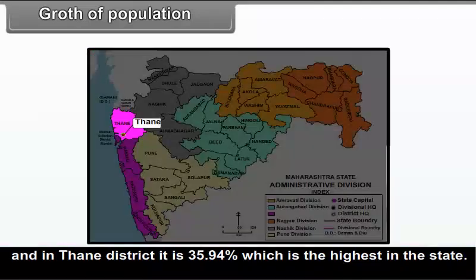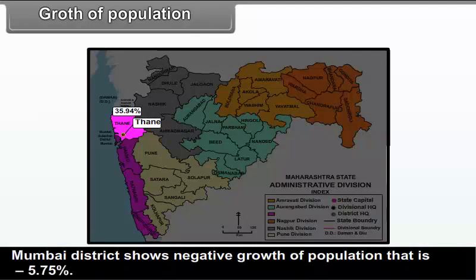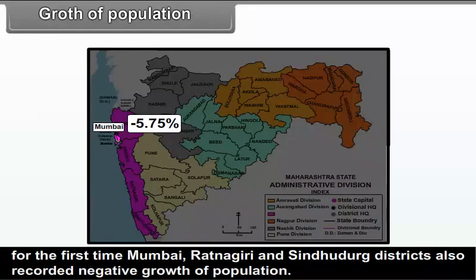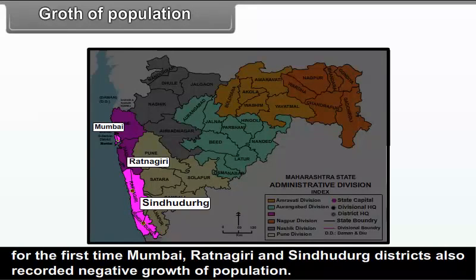During 2001 to 2011, in Maharashtra, the rate of the population growth is 15.99%, and in Thane district, it is 35.94%, which is the highest in the state. Mumbai district shows negative growth of population, that is 5.75%. For the first time, Mumbai, Ratnagiri and Sindhudurg districts also recorded negative growth of population.